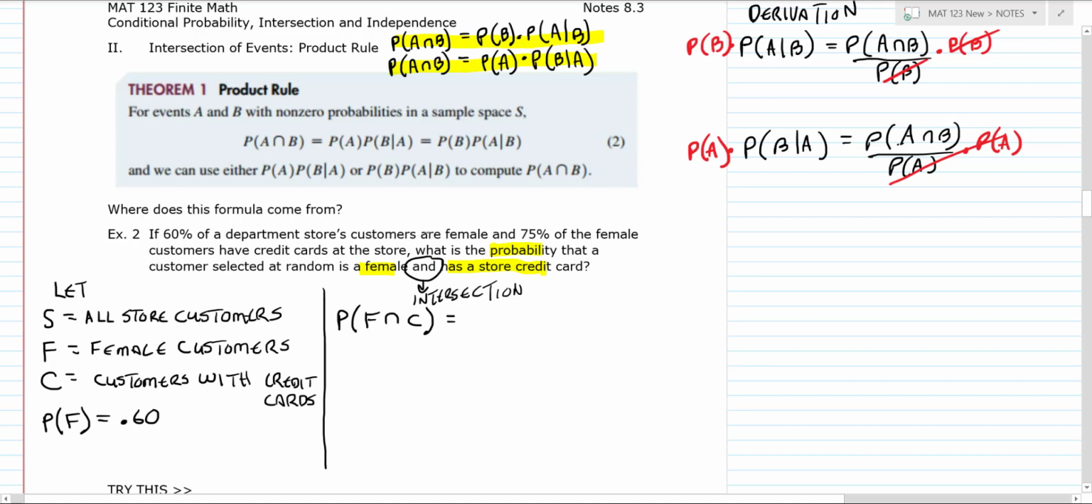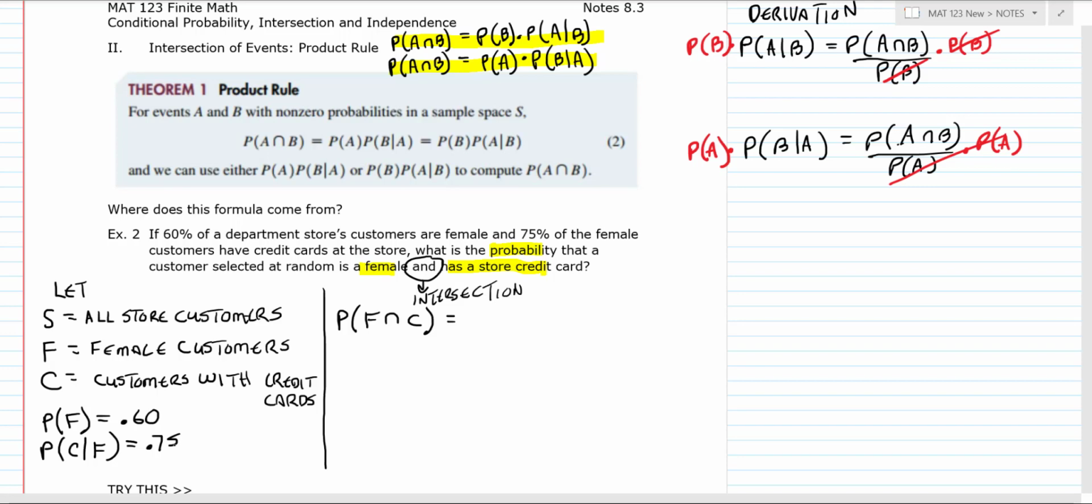The other thing it says is out of the female, 75% of the female have a credit card. So we would write this as the probability that they have a credit card given that they're female, and that would be the 75%. That's the way I look at that, not the other way around. It's not the probability that they're female given they have a credit card. It's the probability they have a credit card given they're female, because we only know about they're 60% female in here.